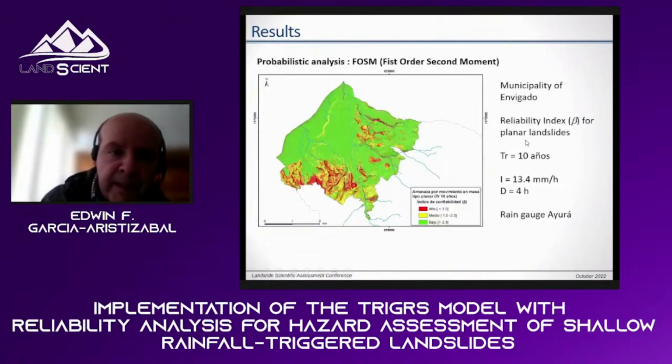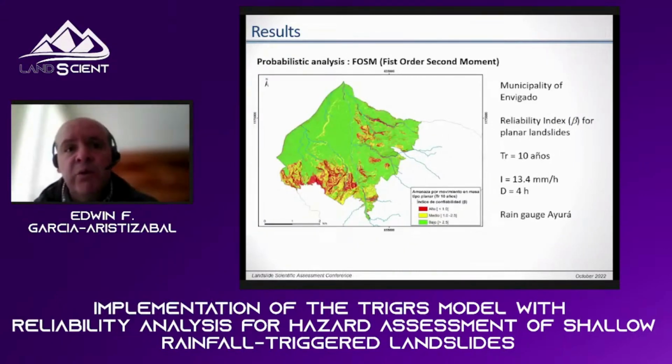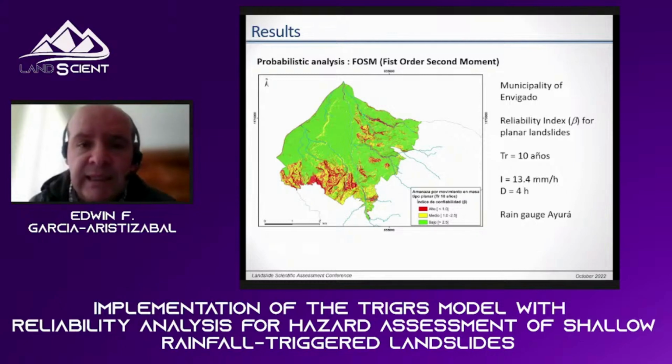Then the water cannot infiltrate too much into the soil, so we don't have a large variation when we compare the results. On the other hand, we use the model and we apply the probabilistic analysis, introducing some variation in the cohesion, in the depth, and also in the friction angle. And with the same rainfall and same duration, we obtain the reliability indexes.